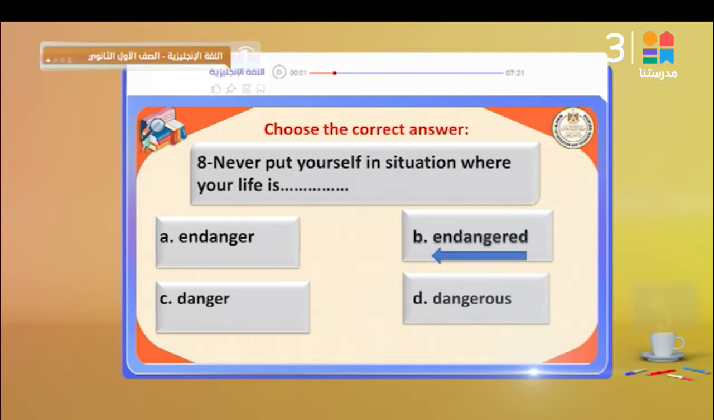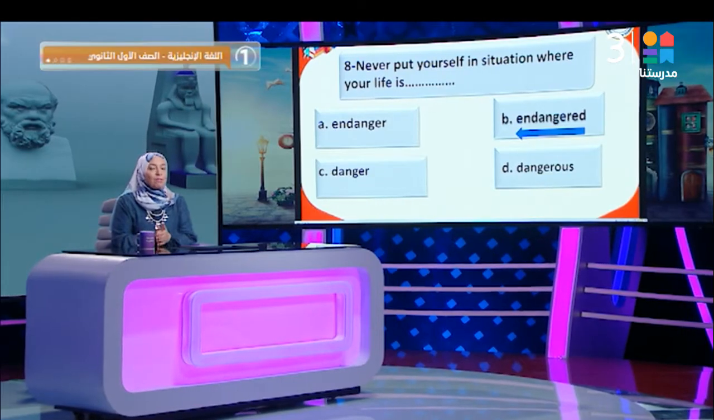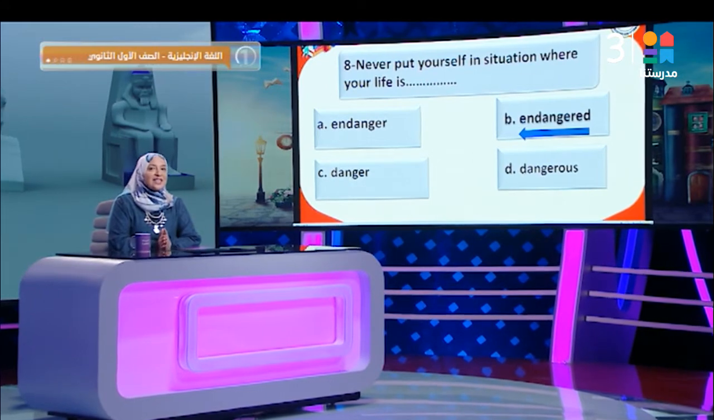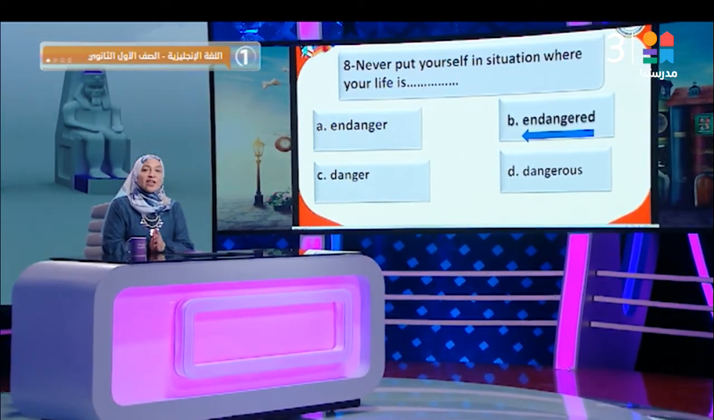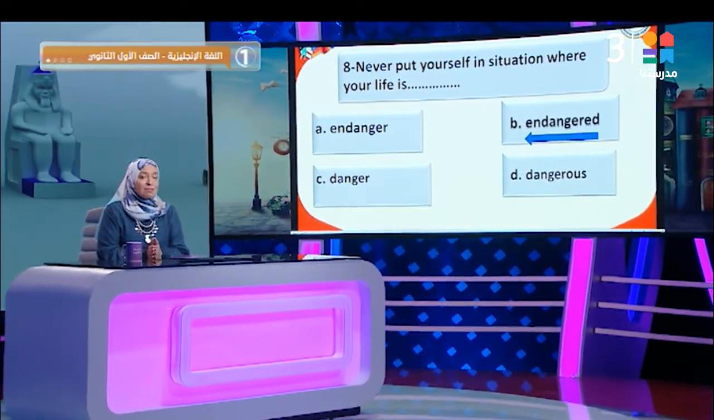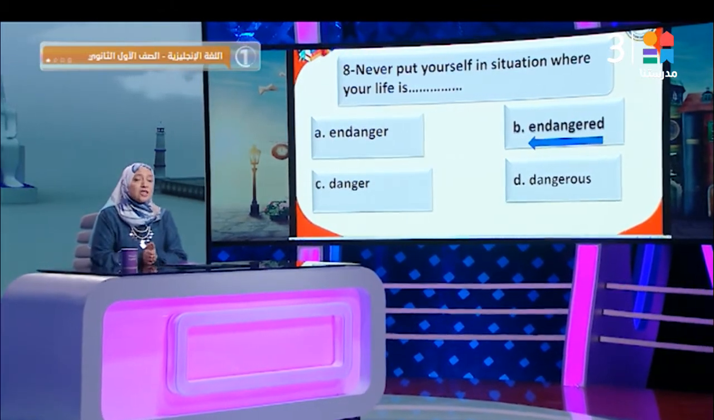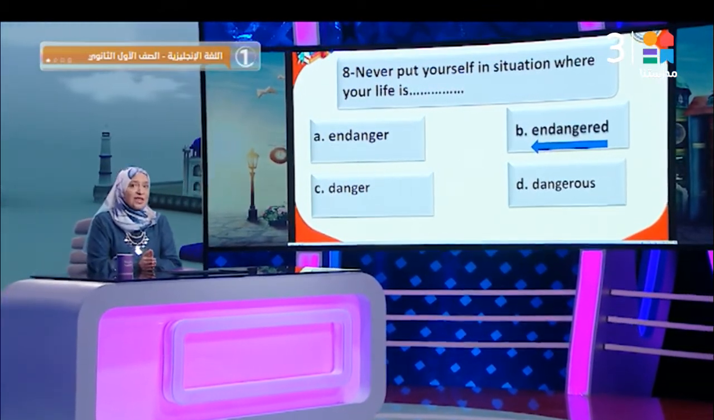The word endangered is an adjective, but the word danger is a noun. So we say in danger, but we say our life is endangered. We can say endangered animals, means animals who are exposed to danger, who are in danger.